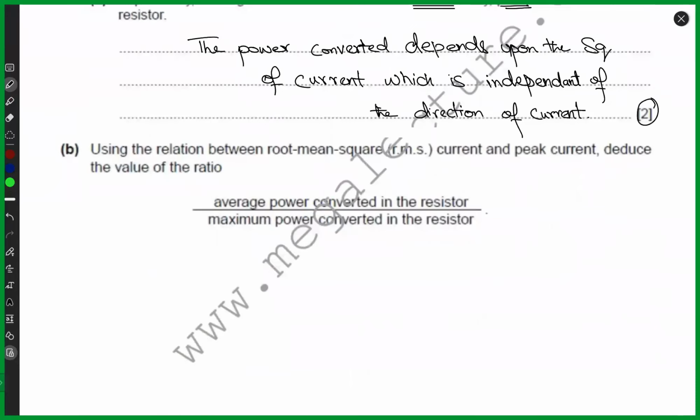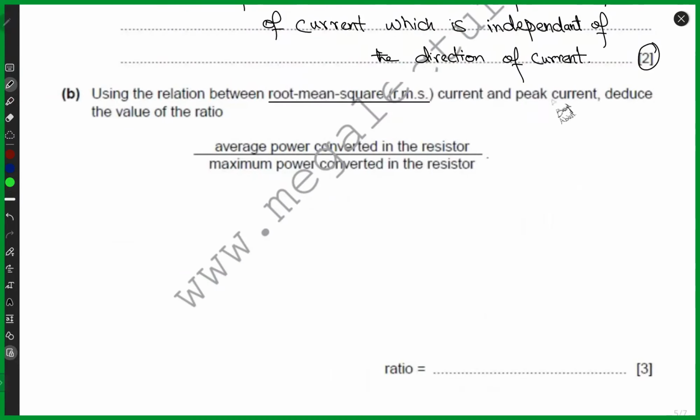Using the relation between root mean squared value, r.m.s current, and peak current, deduce the value of this ratio, average power converted in the resistor to maximum power that is converted in the resistor. So first of all, let's write down the expressions for both of these powers. The average power that is converted in a resistor is equal to I r.m.s squared times R. And the maximum power, P max, is equal to the maximum current that flows, I naught, the peak current squared times R.